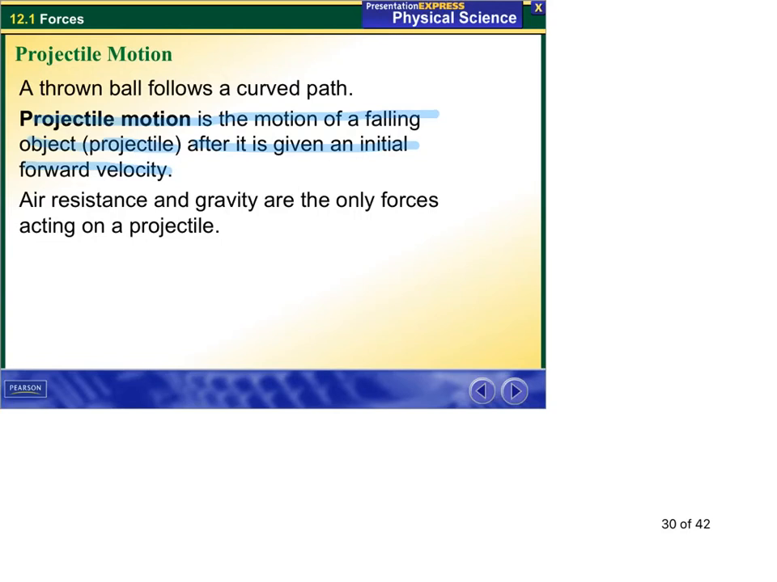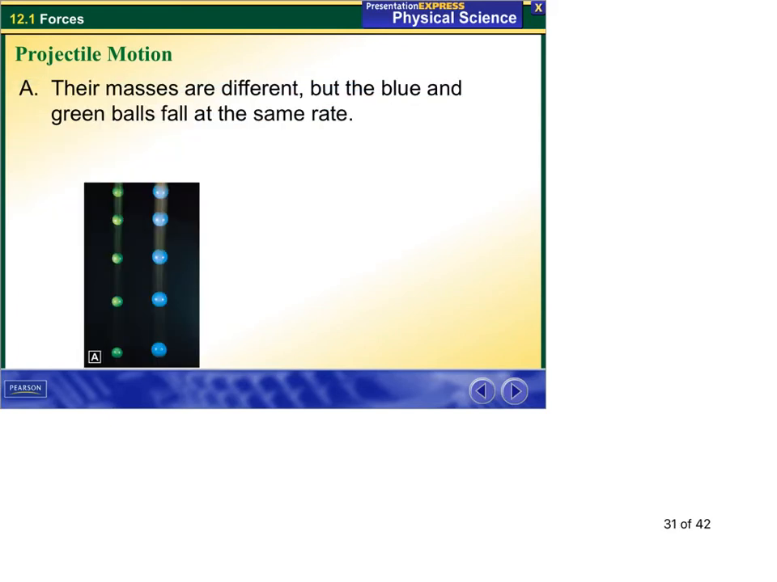This is what we did when we did that little lab activity a few days ago. We rolled a ball off the desk. We gave it a forward motion, then it went out and it curved down. And air resistance and gravity are the only forces acting on a projectile, and that thrown object, that projectile, will always follow a curved path.